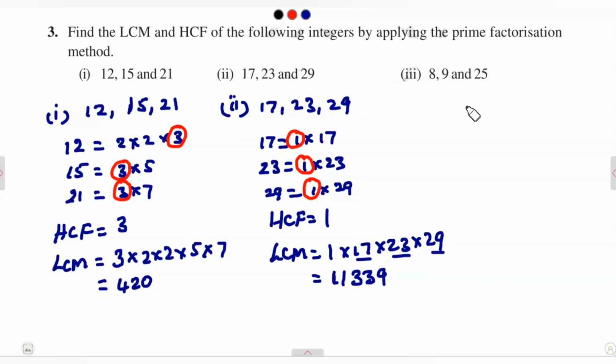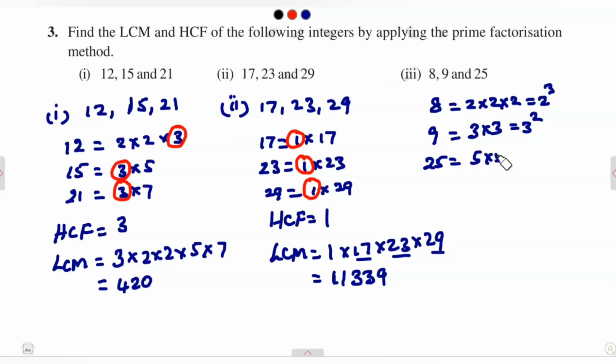Now coming to question number 3. 8, 9, 25. Let's write the prime factorization of each number. 8 is equal to 2 into 2 into 2, which is 2 cubed. Next, 9 is equal to 3 into 3, which is 3 squared. And next 25, which can be written as 5 into 5, which is 5 squared.